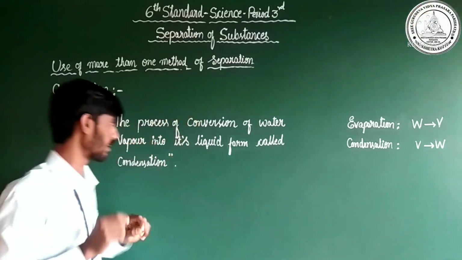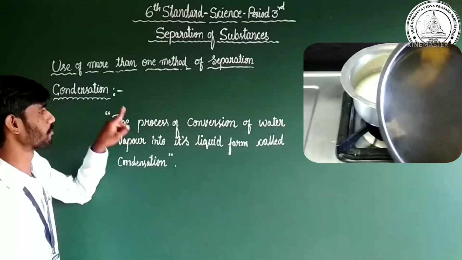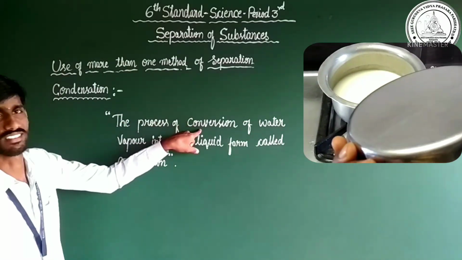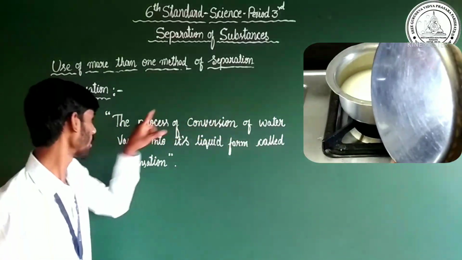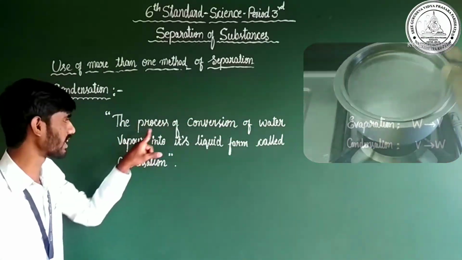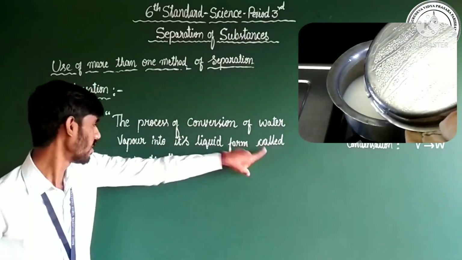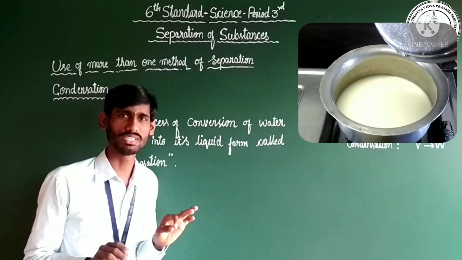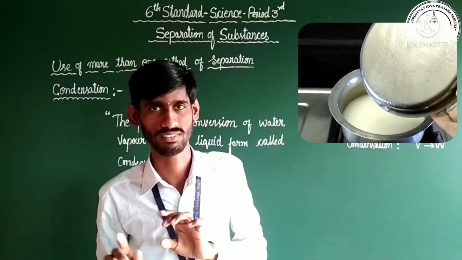So let us understand the definition of condensation. Condensation is the process of conversion. What do we need to convert? Yes, we need to convert water vapor into water. Water vapor into its liquid form is called condensation. The very simple definition: condensation is nothing but water vapor into water.